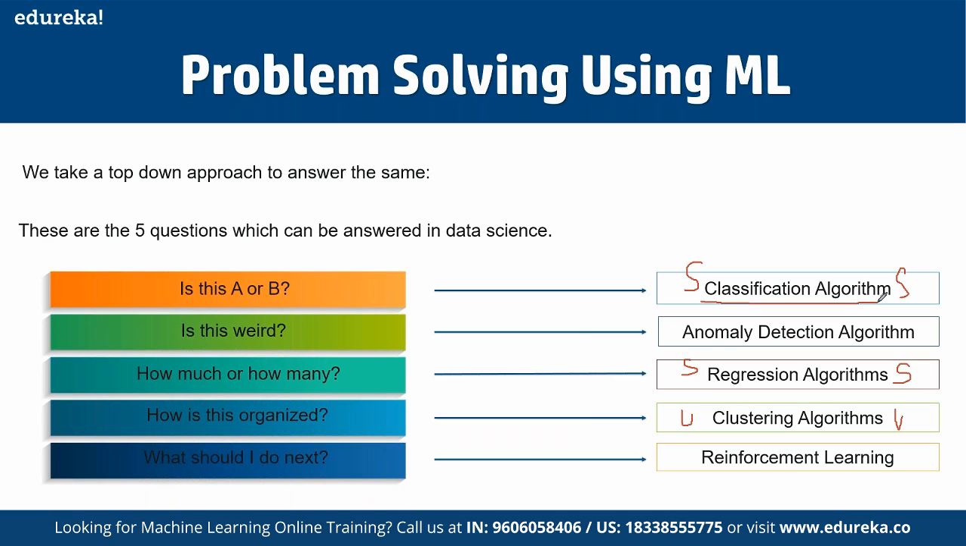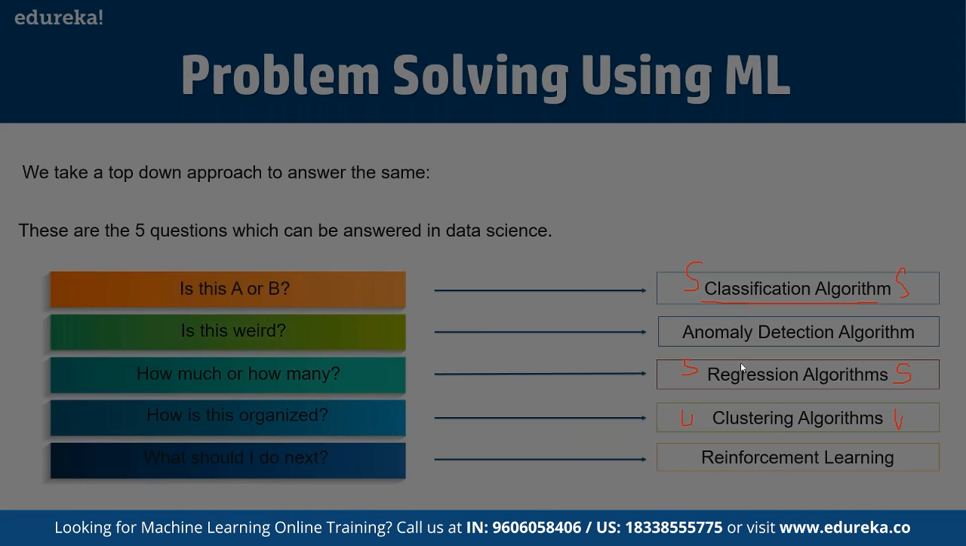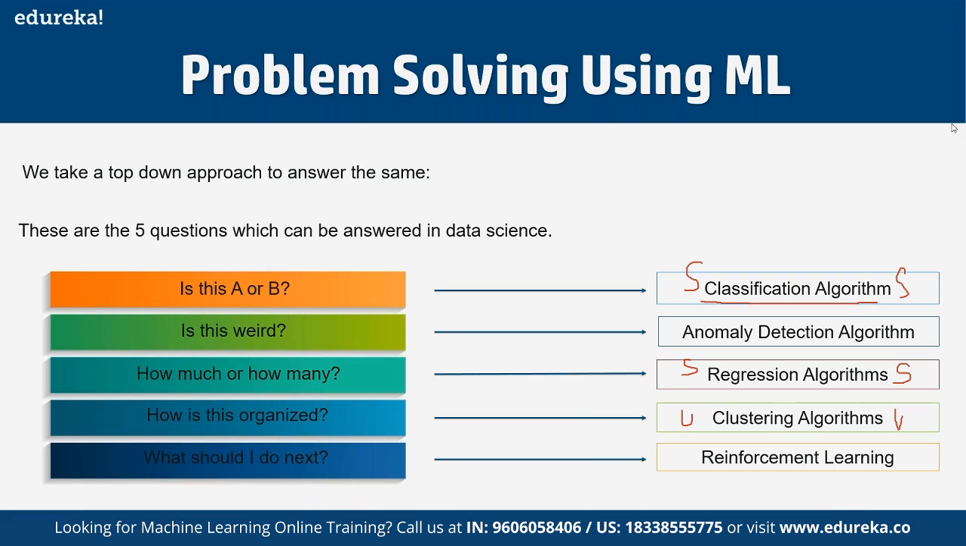we can use support vector machines, naive Bayes, logistic regression, K nearest neighbor, that is KNN. These are all examples of classification algorithms that we have structured here. So let's talk about these algorithms in detail.